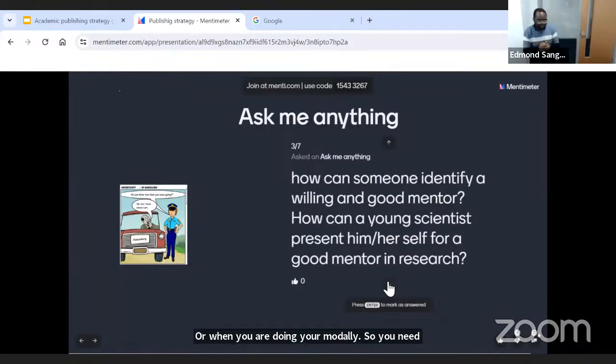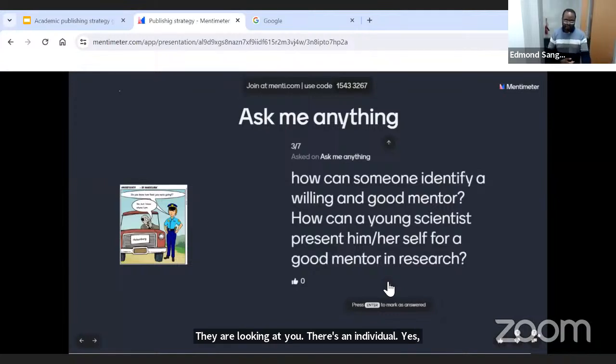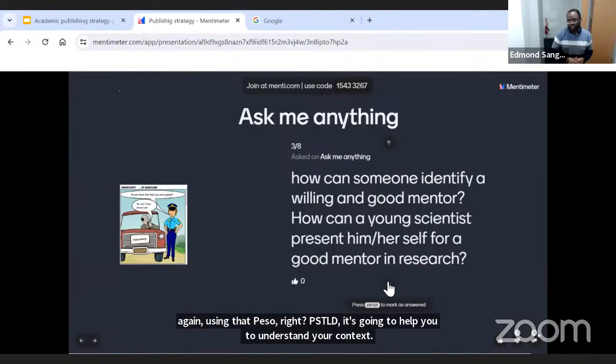Then social capital is now the perspective of the employer. They are looking at you as an individual. Yes, you have got the skills, but what else can you bring, right? Then you're saying, oh, I'm bringing a network of researchers from around the globe who are going to help me, help you, right? So that's more of the social capital aspect. And in some cases, it's not emphasized. If you go to some countries, they don't really care about your collaborations. So again, using that PESTLE, it's going to help you to understand your context, right? Know your context before you embark on your strategy.